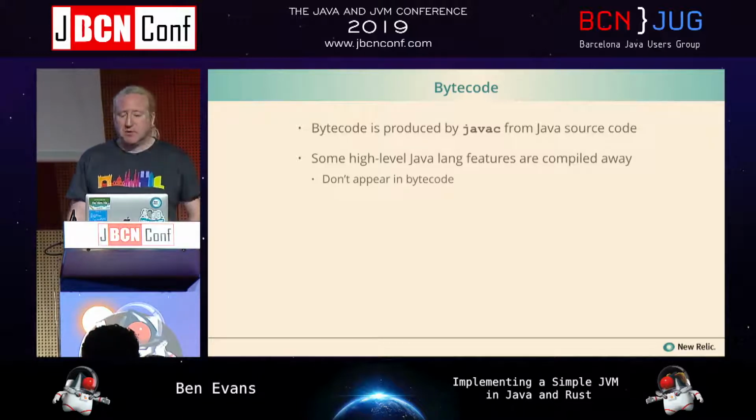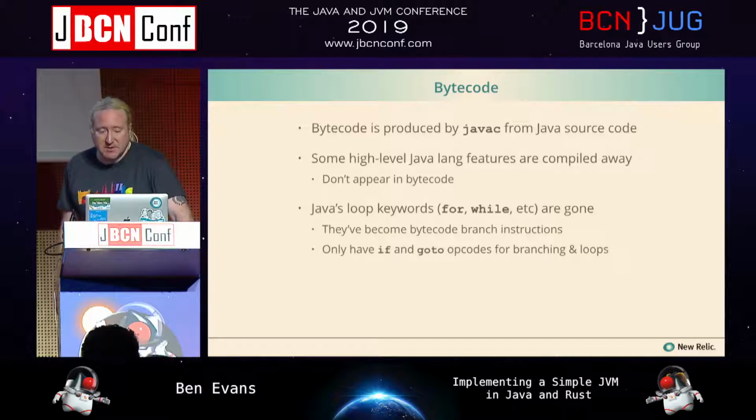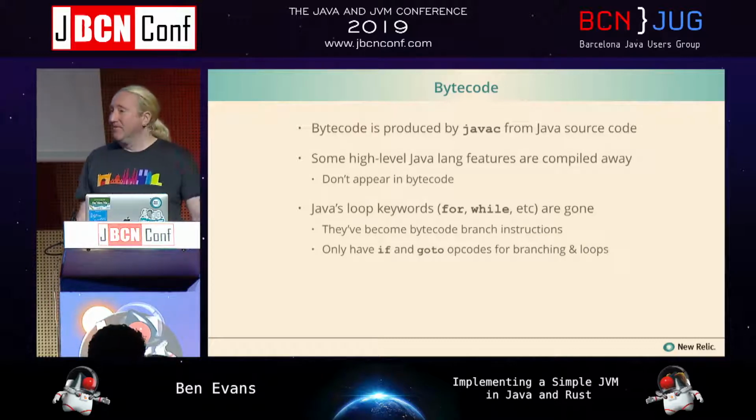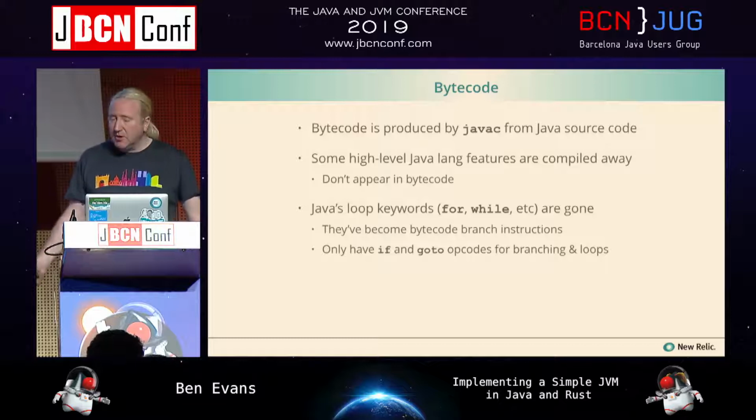Information is lost when you transform from source code to bytecode. Not a lot, and it's a surprisingly small number of corner cases, but stuff is got rid of when you compile away. For example, the loop keywords, for and while, they're gone. No such thing as a for or a while in Java bytecode. Instead, we have if opcodes and goto opcodes, just branching and loops. That's all that we have, and everything will be boiled down to that.